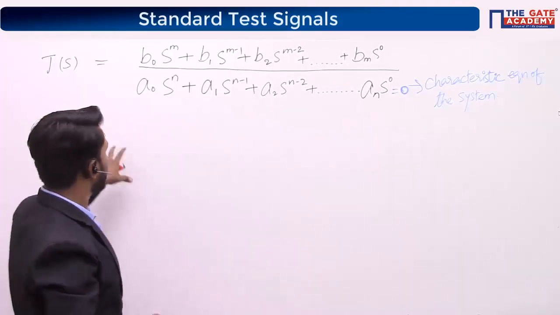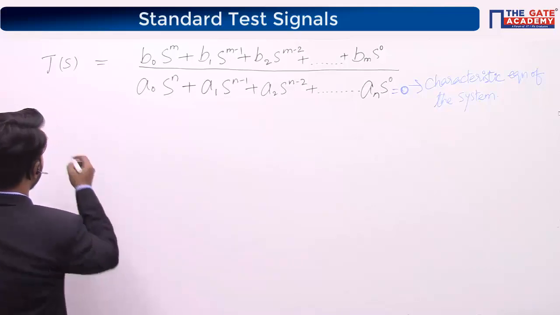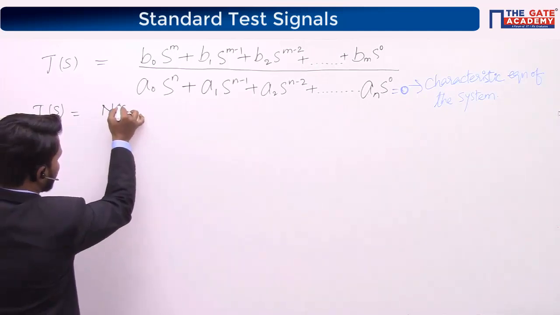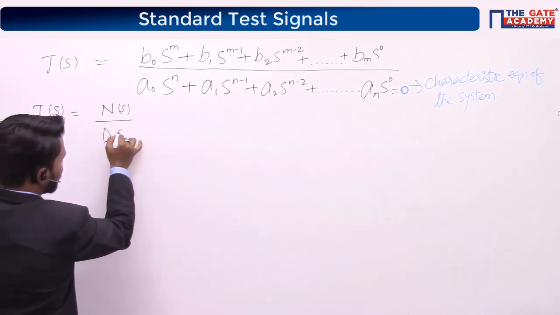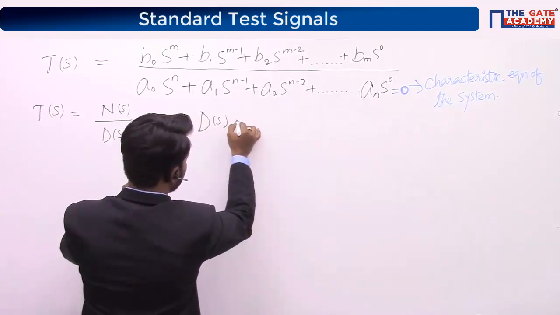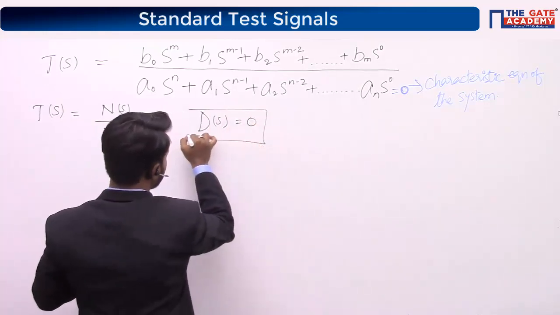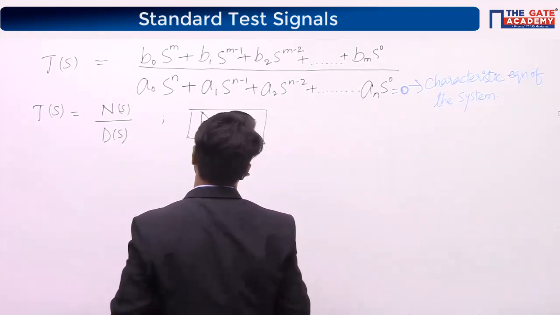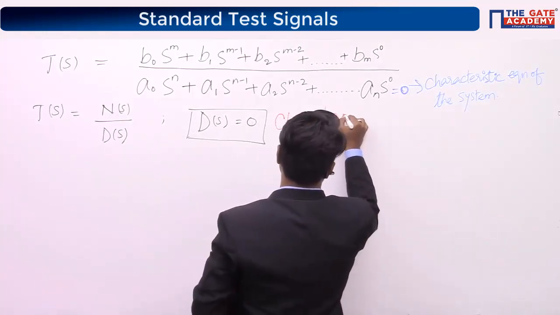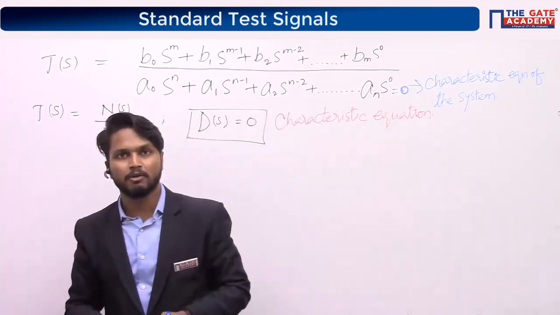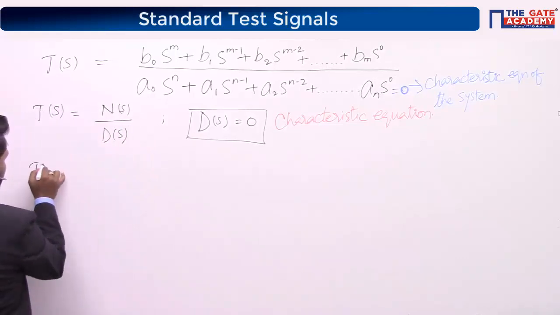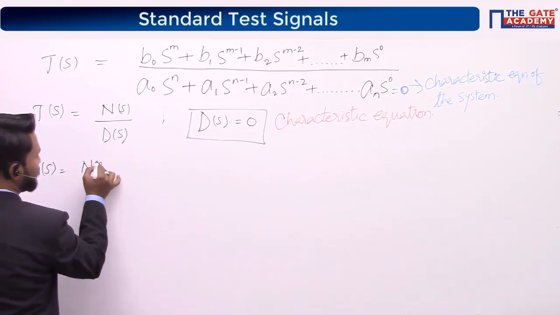The characteristic equation. So you can write this T of S as a ratio of two polynomials, a numerator polynomial of S upon a denominator polynomial of S. The denominator polynomial of S made equal to 0 is called the characteristic equation. So D of S equal to 0 is called the characteristic equation. Therefore T of S is equal to N of S upon D of S.